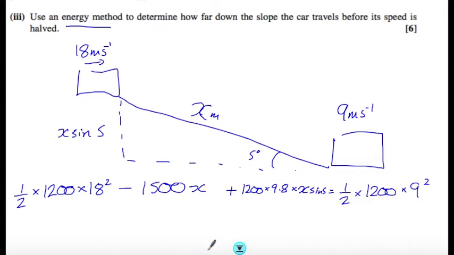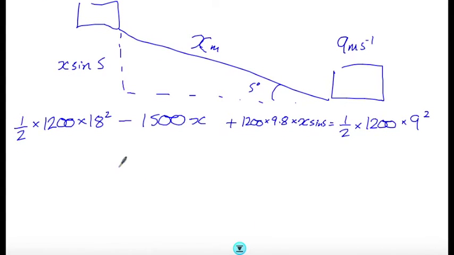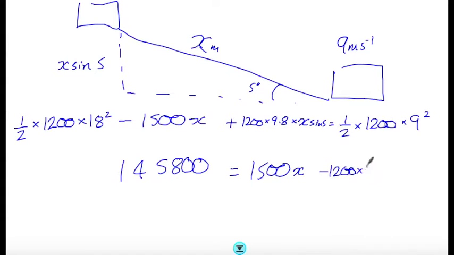Okay, so you can see now we've got an equation we can solve with x in it. I'm going to bring all the kinetic energies onto the left. So a half times 1,200 times 18 squared, take away a half times 1,200 times 9 squared, and that gives me 145,800 joules. And that's going to equal, throwing both of these over, 1,500x minus 1,200 times 9.8 times x sine 5.